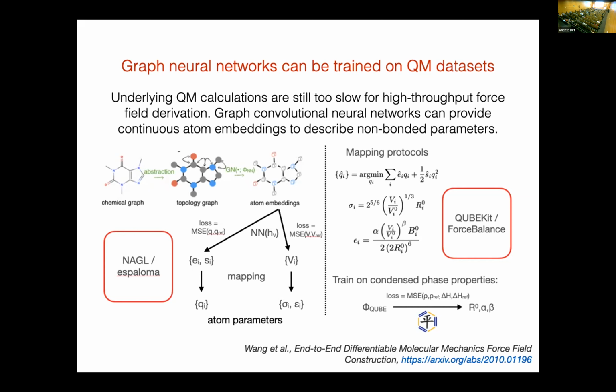So a reminder that all of our mapping parameters here are trained using ForceBalance to minimize the errors against condensed phase properties. So the condensed phase properties are sort of indirectly going into this model via the QM to MM mapping protocols.